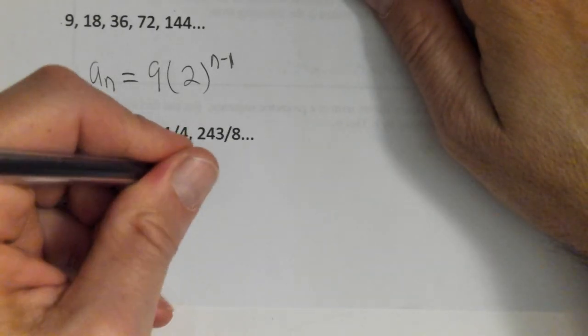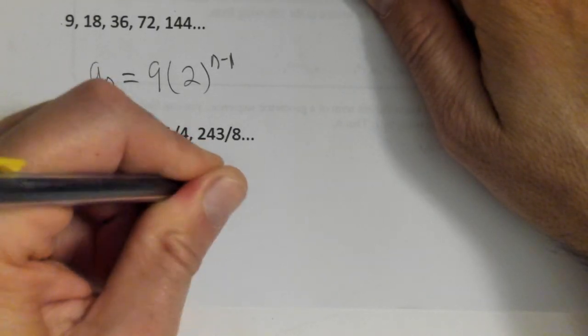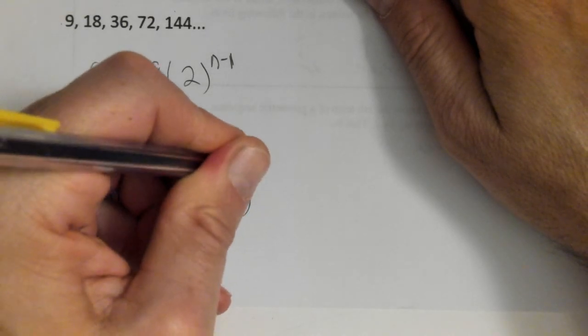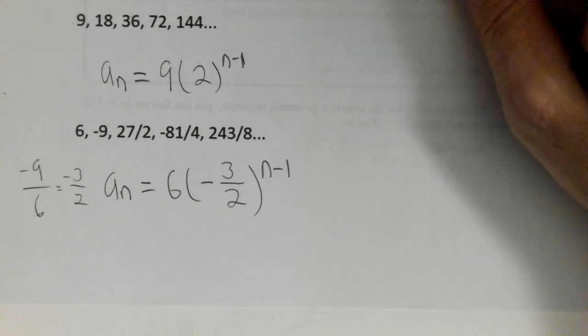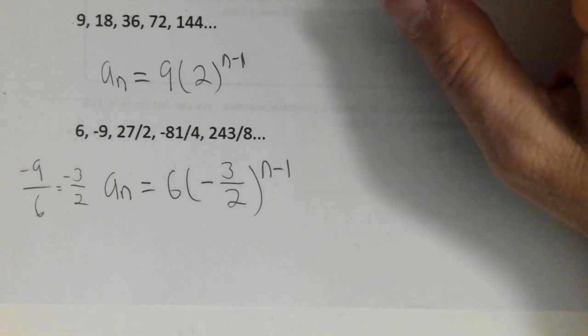And so now we know this is negative 3 over 2. I'm going to close that off and raise it to the n minus 1 power. And then, of course, that's all we need. We now have the correct answer.